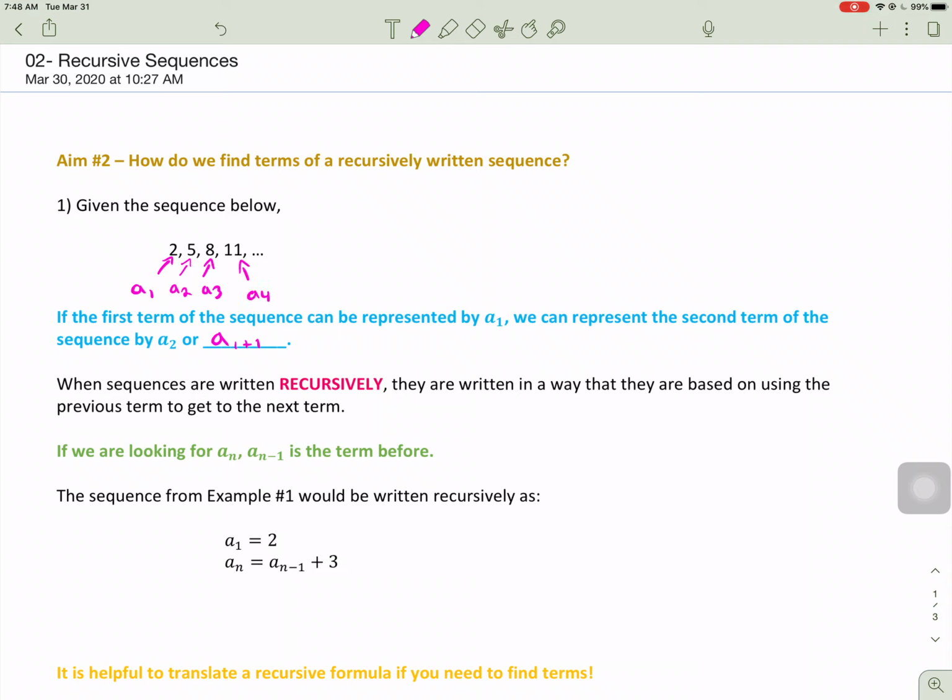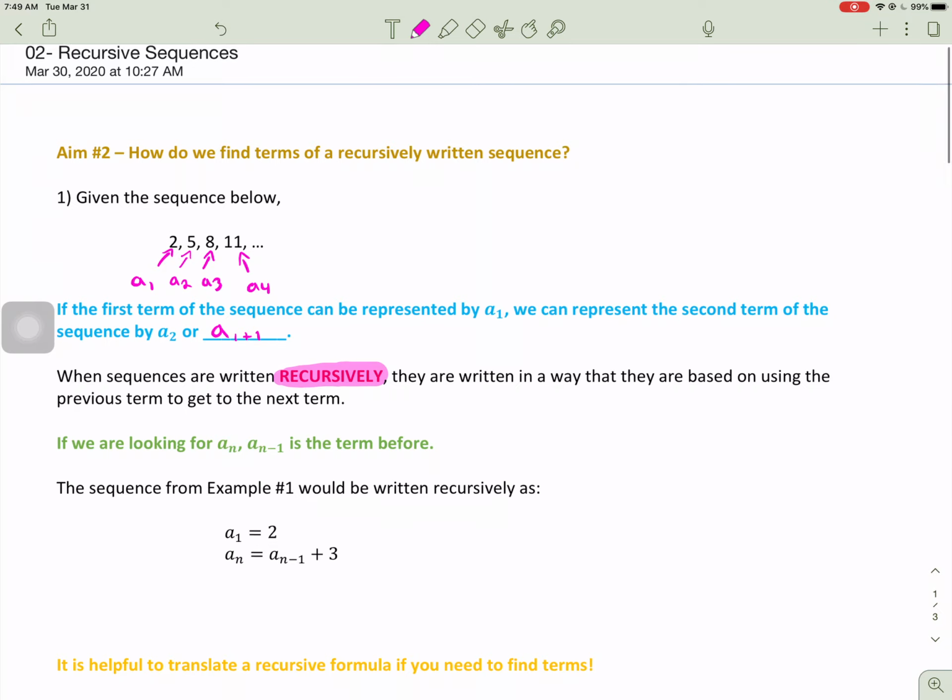Now, when sequences are written recursively, they are written in a way that is based on using the previous term to get the next term. So if you're looking for a sub n, any term n, say it's 10, then a sub n minus 1, or 10 minus 1, is 9. That's the term before it. So a sub n is a term, a sub n minus 1 is the term before it.